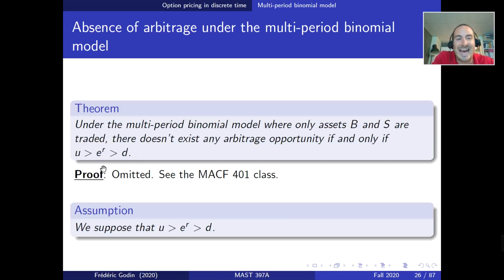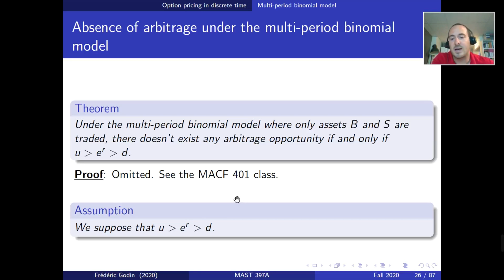Okay, so this is exactly the same condition as for the single period model. So the result is the same. We've proven it for the one-step case, but for the multi-step case, we won't provide the proof. And the reason is that in a more advanced course, which is MACF 401, we do provide the proofs for these results. So we don't necessarily want to duplicate material. So if you want to learn more about this, I encourage you to take the MACF 401 course.